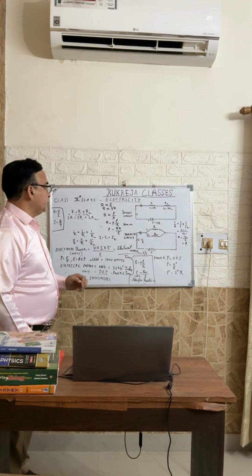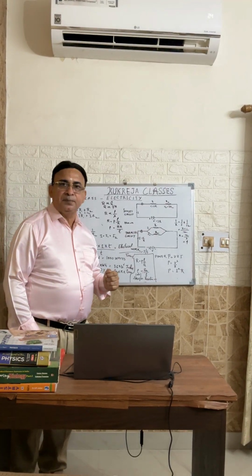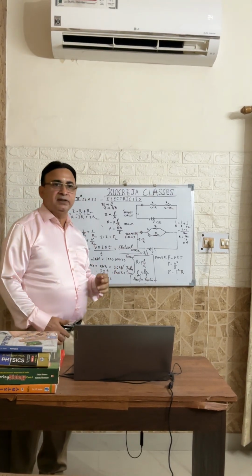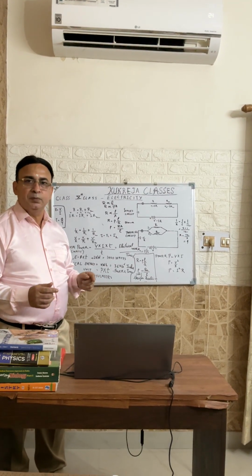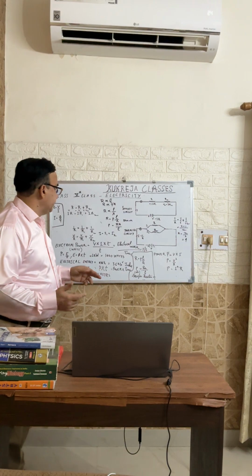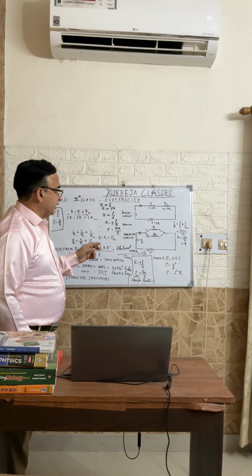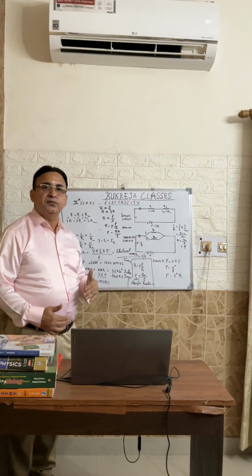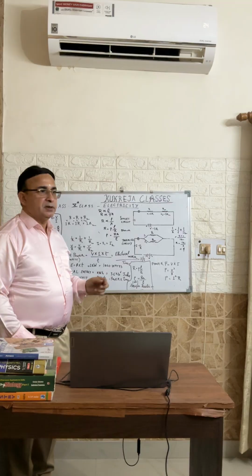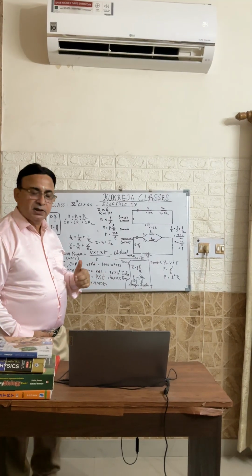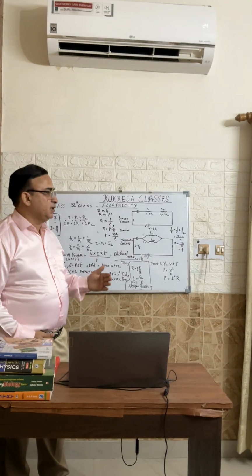Now we come to resistances which are connected in parallel. As I have told you, when resistances are connected in parallel, they are connected between two points A and B. When resistances are connected in parallel, the total resistance of the circuit is reduced, and it is smaller than the smallest resistor connected in the circuit. It is even smaller than the smallest resistor connected in the circuit.